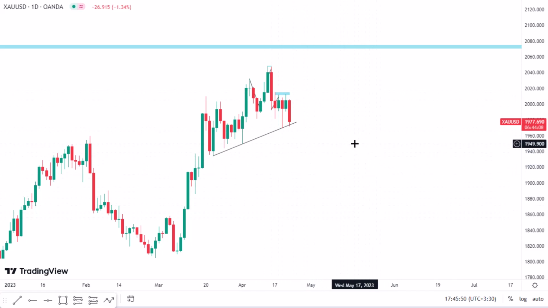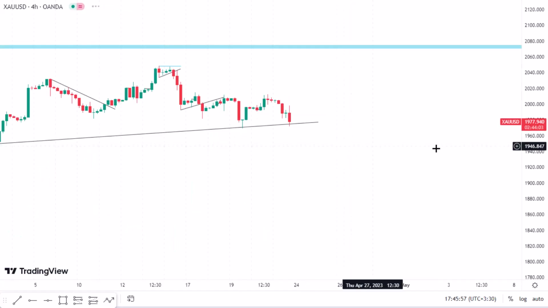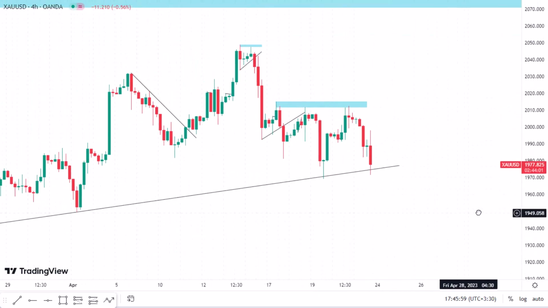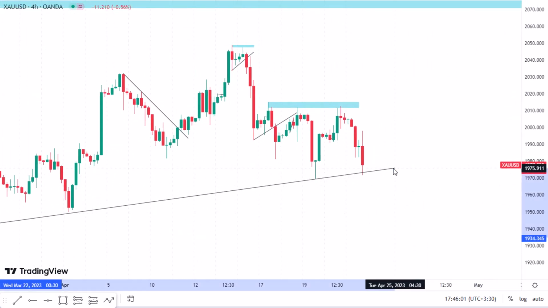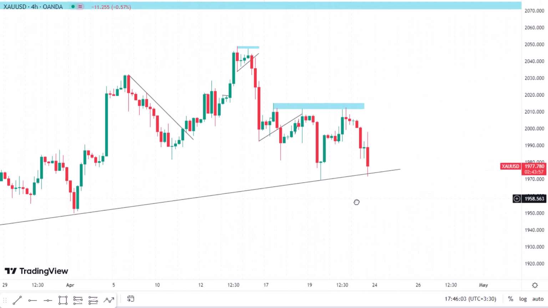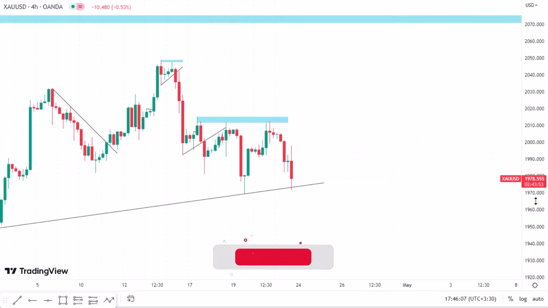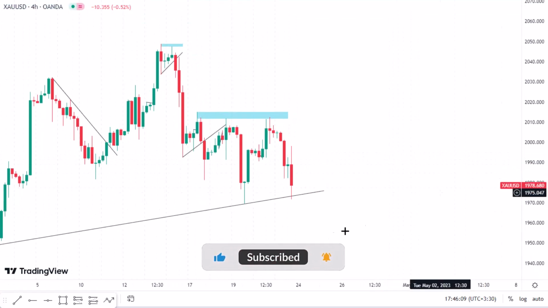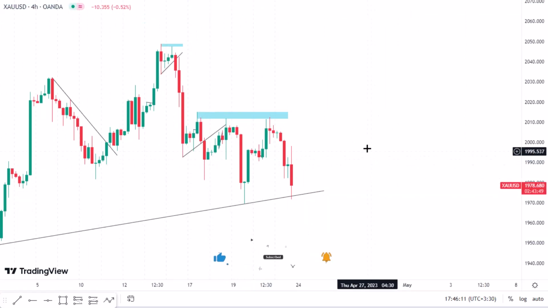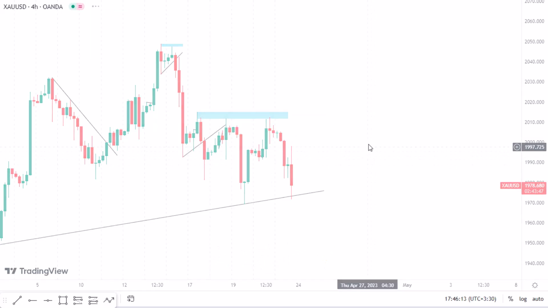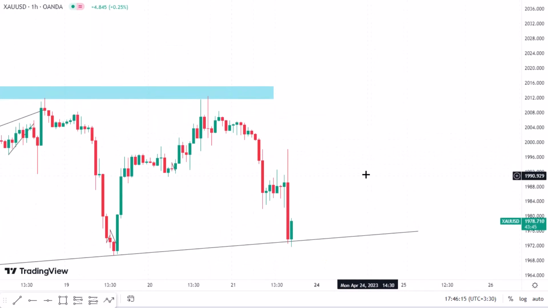Let's check the 4-hour time frame too. We extend the trend line like this, and as you can see, the price rejected from this level. As I told you, if the price can break this to the downside, we can enter a sell position. Let's see the 1-hour time frame too.